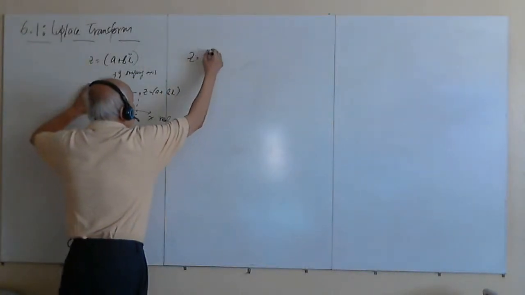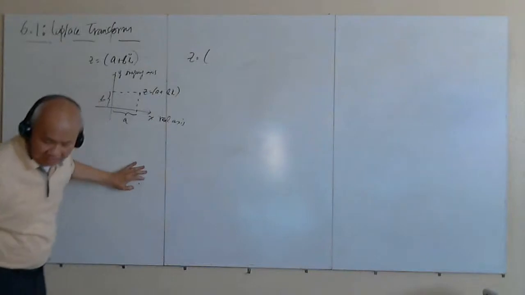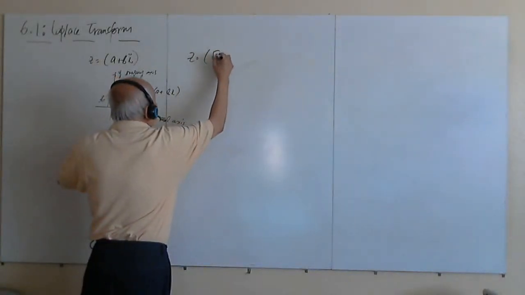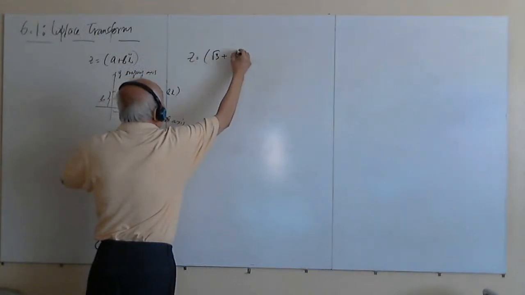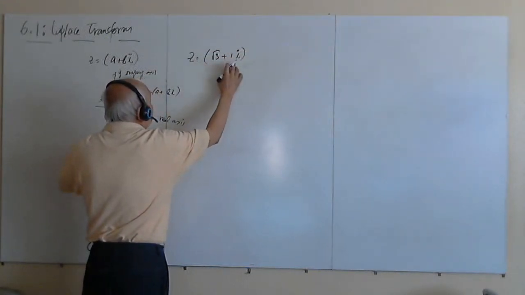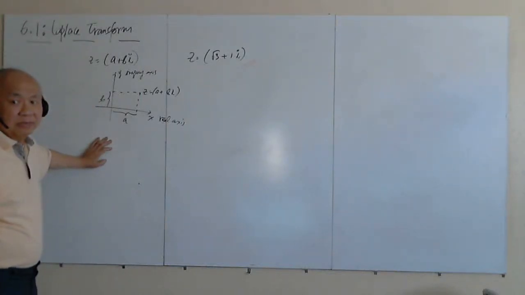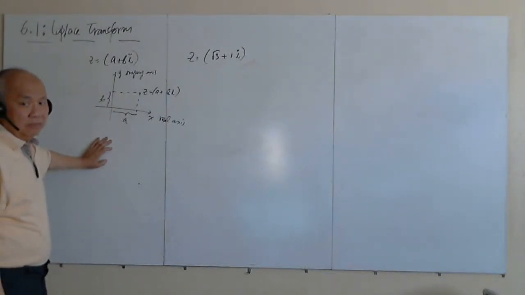Let's say z is equal to square root of 3 plus 1 i here. I choose square root of 3 and 1 here because I would like to make sure that the illustration I gave you is as simple as possible, so that you do not get lost.